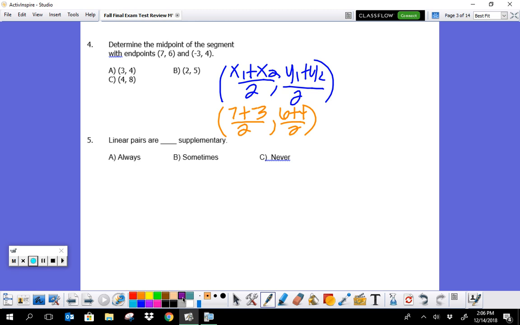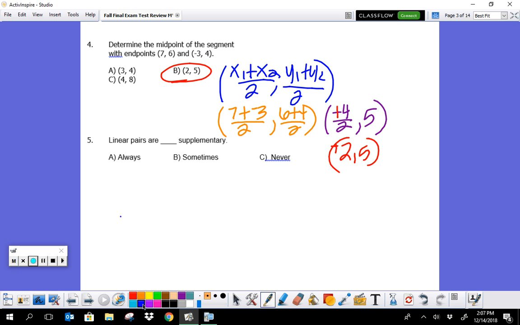Okay, so for x, 7 plus negative 3 is 4 divided by 2. And then for my y's, 6 plus 4 is 10 divided by 2 is 5. Okay, I could have simplified this already, but 4 divided by 2, and that is 2. So the midpoint is (2, 5). Number 5, linear pairs are blank supplementary.